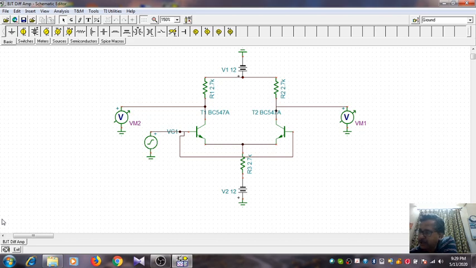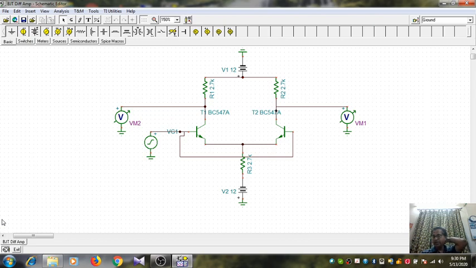And 20 log 177 from calculator, that is nearly 45 decibel. Okay, so you get the common mode rejection ratio of this differential amplifier to be 45 decibel, and that is good enough. Nearly it ranges from 40 to 60, something like that. Okay, so that completes this experiment.